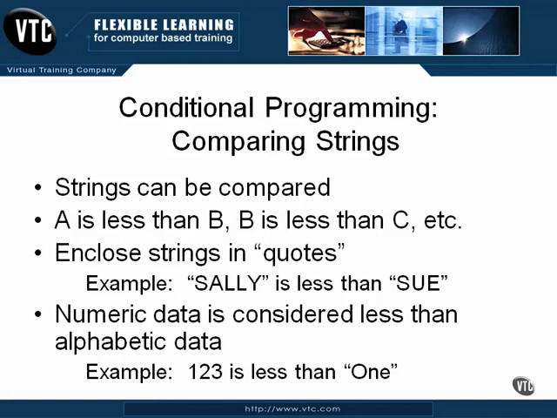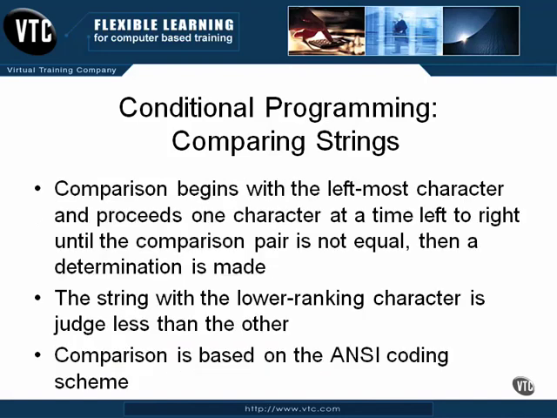The example "123" is considered less than the word "one," O-N-E. When comparisons take place, it happens left to right with the leftmost character and proceeds one character at a time, until the comparison pair is no longer equal. Then a determination is made. Once again, that determination is based on the American National Standards Institute, or ANSI, coding scheme. The string with the lowest ranking character is judged less than the other.